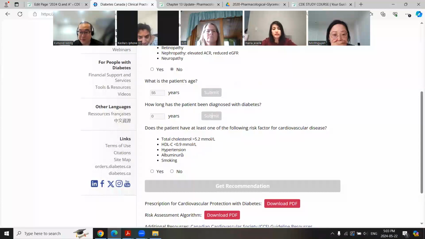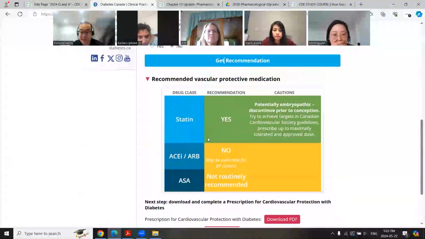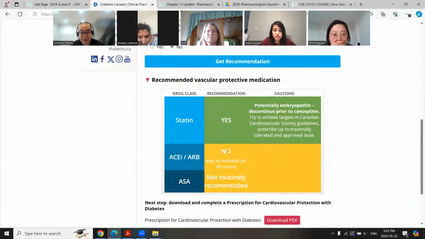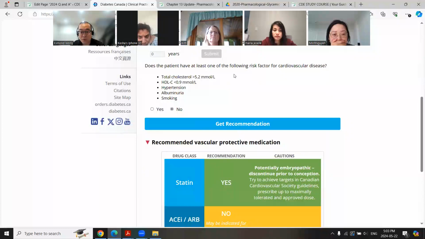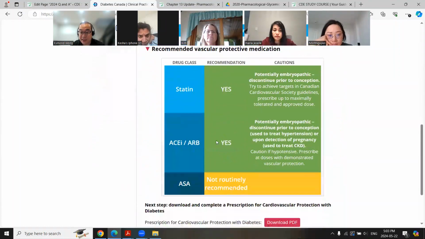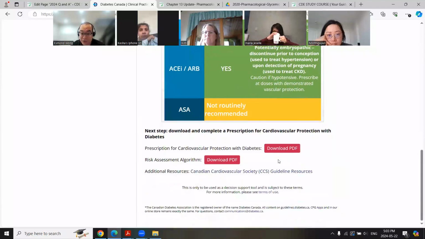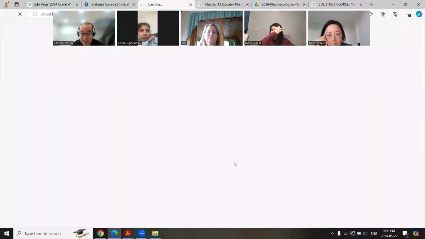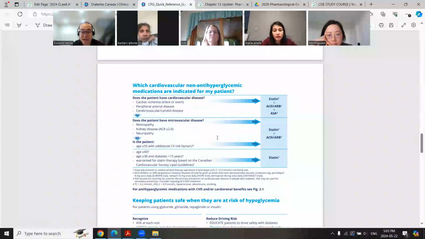Now, here's the important part. If they don't have any risk factors at all, you can see that an ACE and ARB is not recommended. So if your cholesterol's fine, if they have no high blood pressure, no albuminuria, no smoking, then an ACE or ARB is not recommended. However, if you change this to yes, then it is recommended. So it's for 55 and a CV risk factor. The way to memorize that is through this algorithm here.